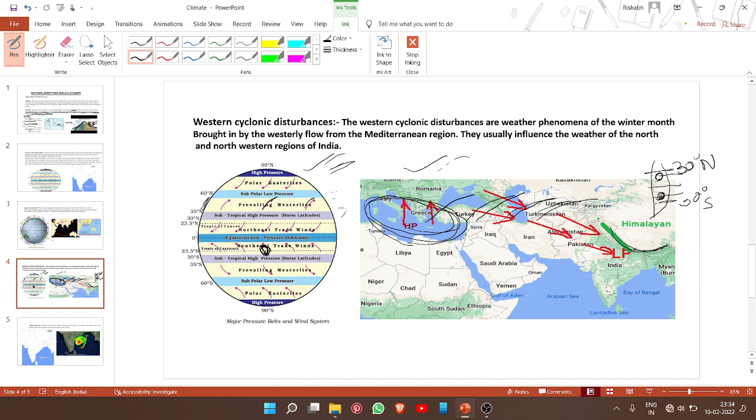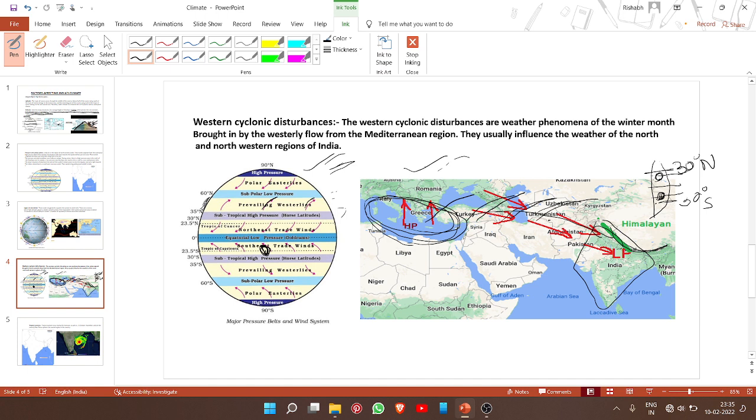As it is known to us, the period when the westerly wind enters our country is the winter season of India, and winter season is generally known as dry season. But the winds coming from the west, this is India, disturb the climatic condition of India. The disturbance is coming from the west, so it is known as western disturbance.